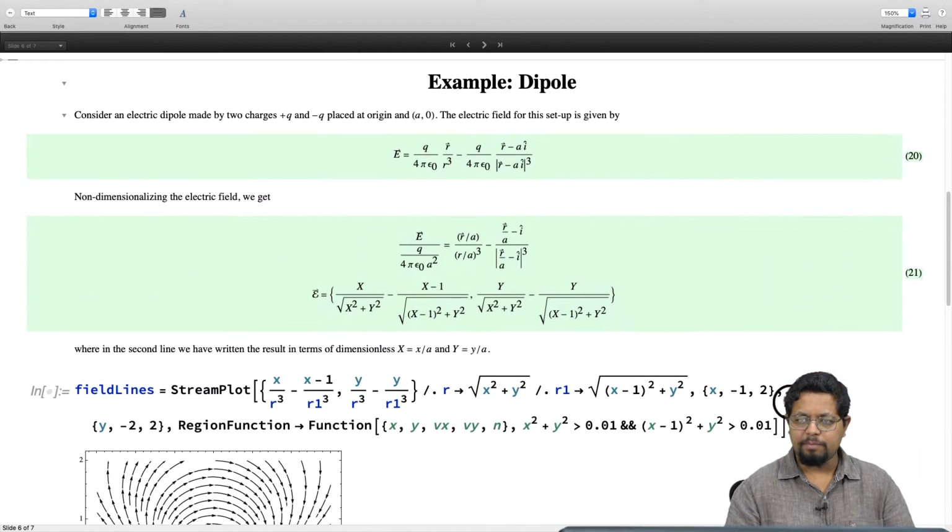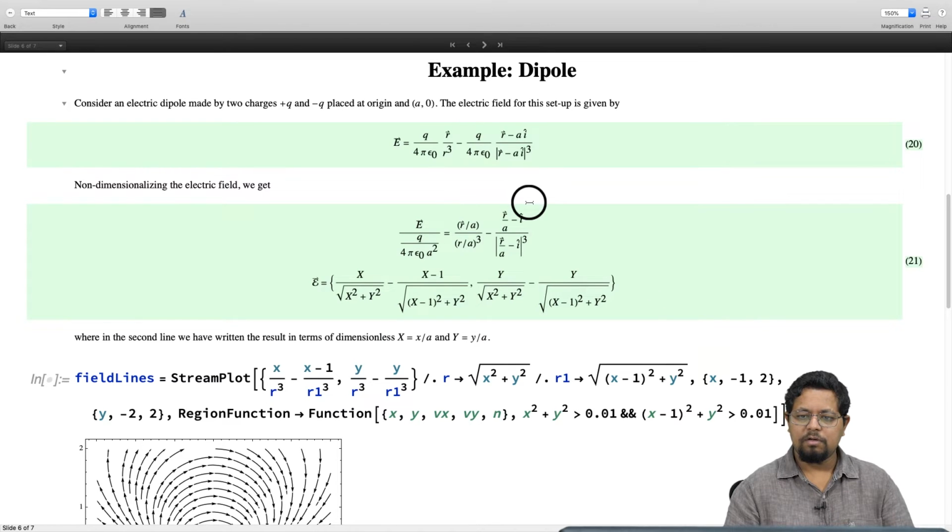Let's take an example of a dipole, an electric dipole. Now, if I consider the electric dipole made up of 2 charges plus q and minus q, so plus q is placed at the origin and minus q is placed at a, that is on the x-axis at distance a away from the origin. The electric field for this setup is given by the electric field because of the positive charge and the electric field because of the negative charge.